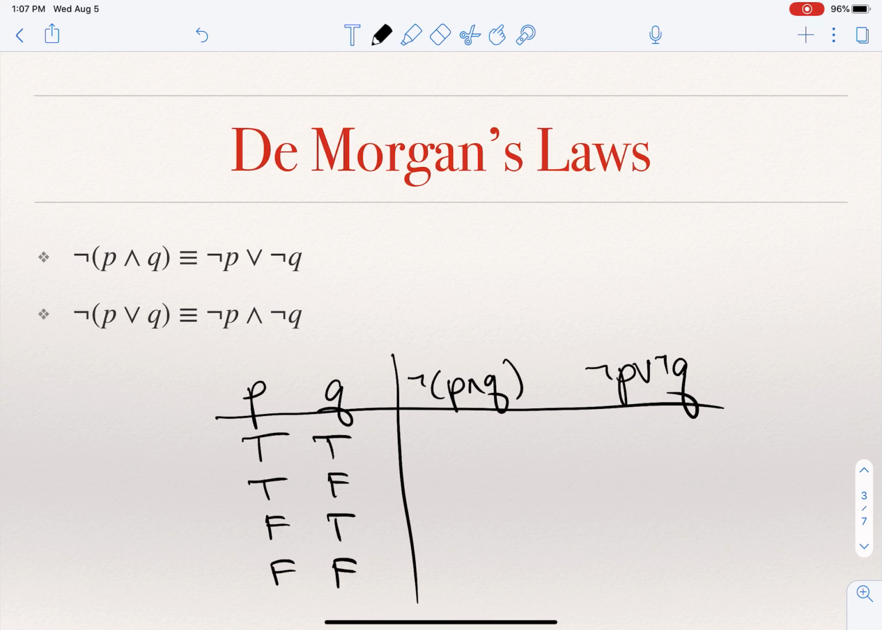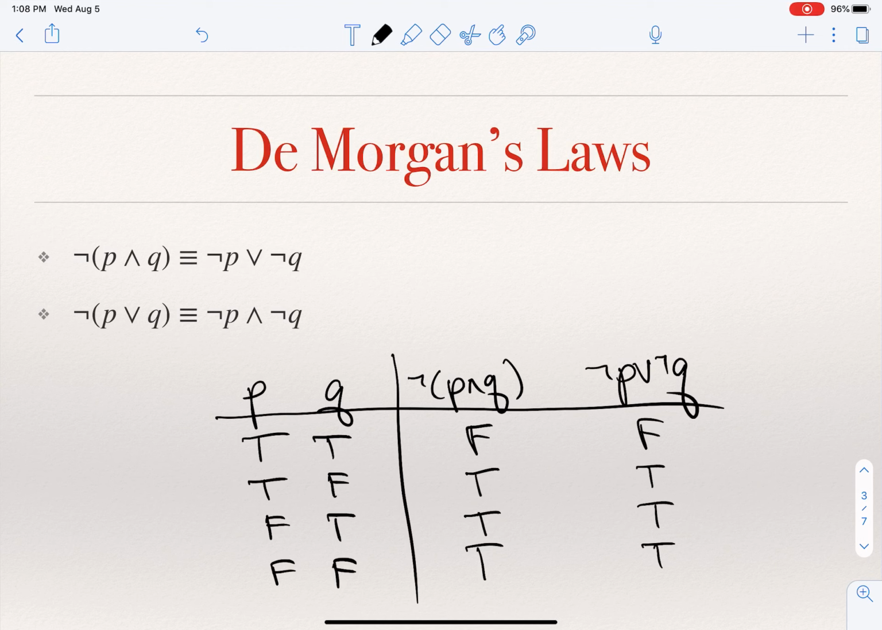When P and Q are both true, then P and Q is true, but the negation is false. And when P and Q both are true, then not P is false, not Q is false, then false or false is false. When one of P and Q is true and one is false, then P and Q is false and the negation is true. The same thing on the right: one of them is true, the other is false, therefore it is true. If both of them are false, then this is true, and the one on the right-hand side is true.